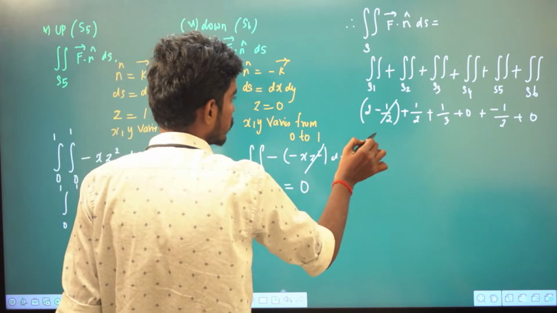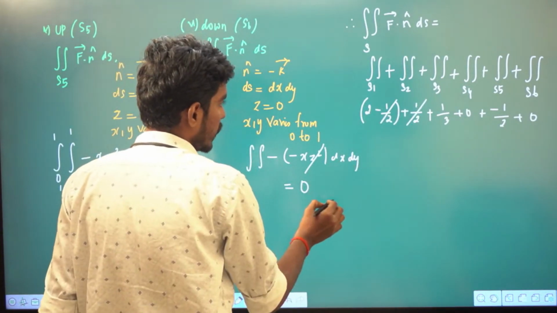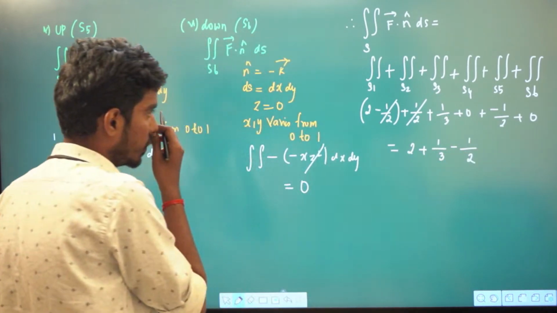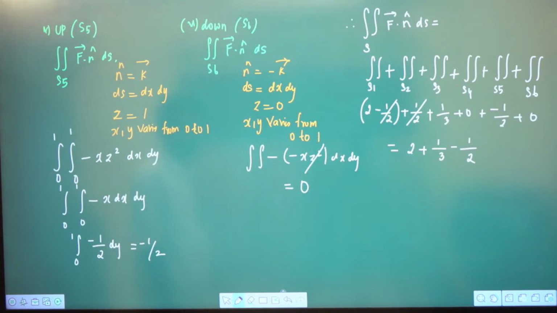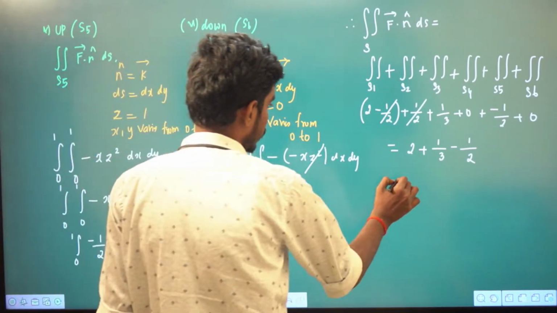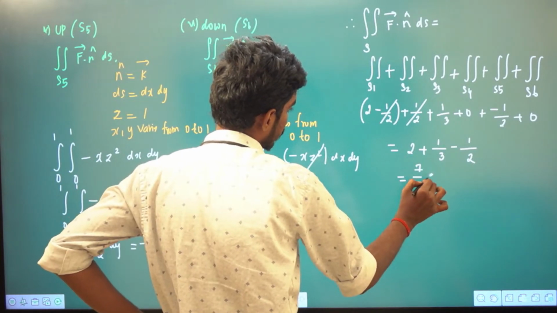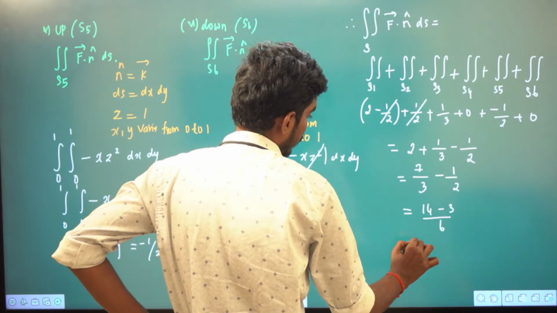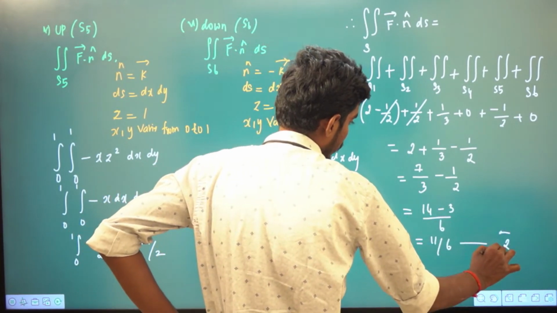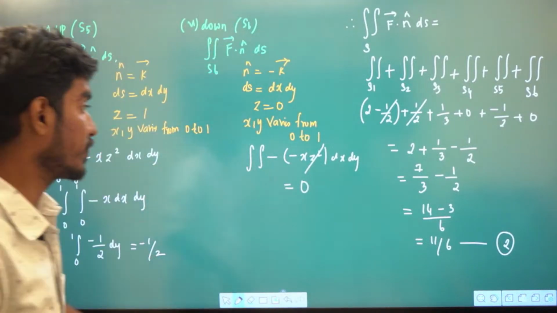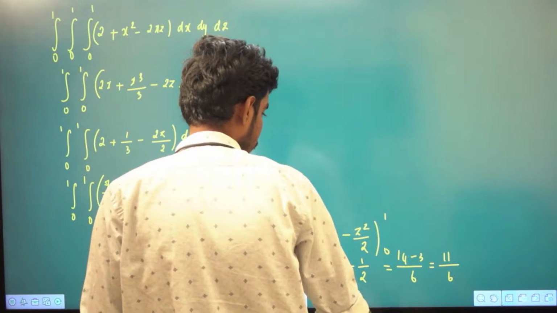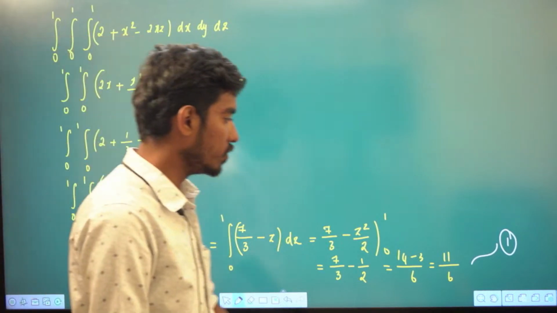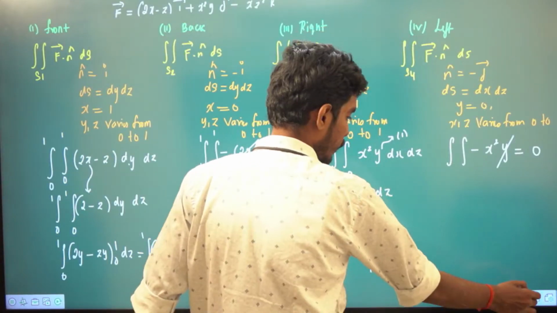So these two will get cancelled. So we will have 2 plus 1 by 3 minus 1 by 2. This will be 6 plus 6 plus 1, 7 by 3 minus 1 by 2, 14 minus 3 by 6, so 11 by 6. So you can see from 1 and 2, so 2 is your surface integral, which is 11 by 6, and this 1 is your volume integral over del dot f. So from 1 and 2, Gauss divergence theorem is verified.